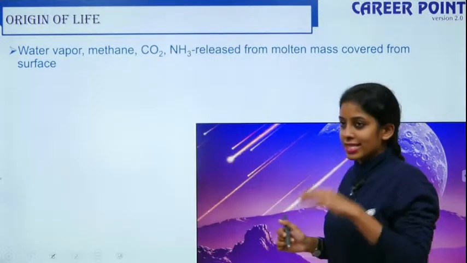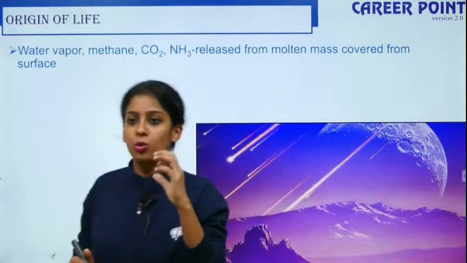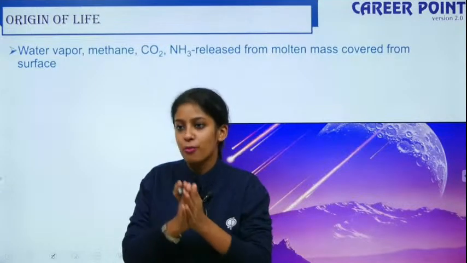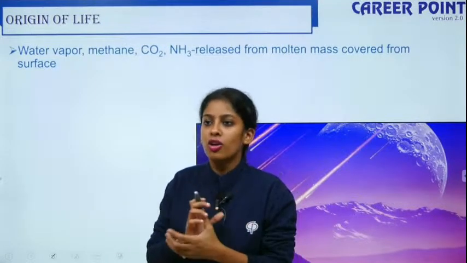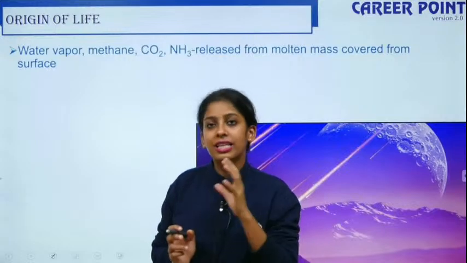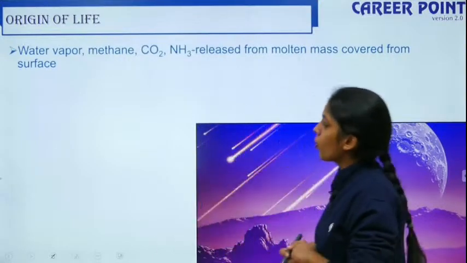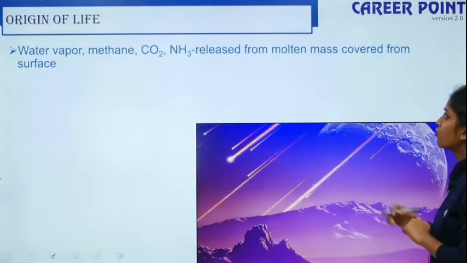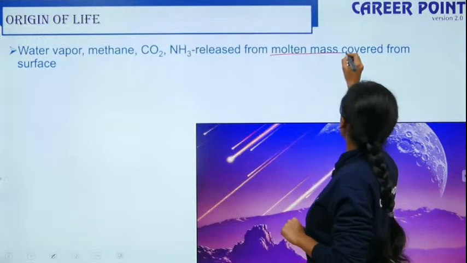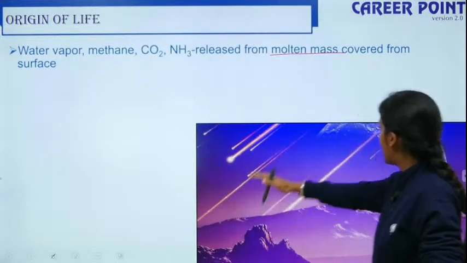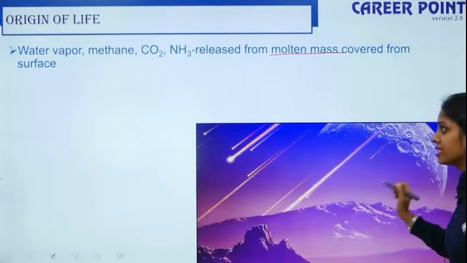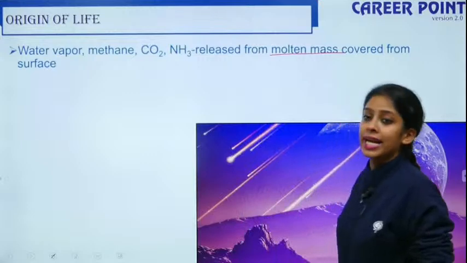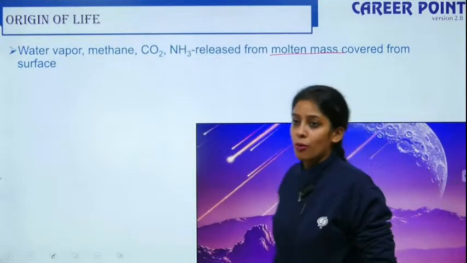Okay, so once galaxies were formed, solar systems were initiated. So now in solar system, the first thing that you need is your atmosphere, right? You just cannot live on Earth, you need a protective covering, that is atmosphere. Initially you had water vapor, methane, carbon dioxide, ammonia released from the molten mass that covered the surface. You had dense surface of the Earth, and from that you had the release of water vapor, methane, carbon dioxide and ammonia, right?